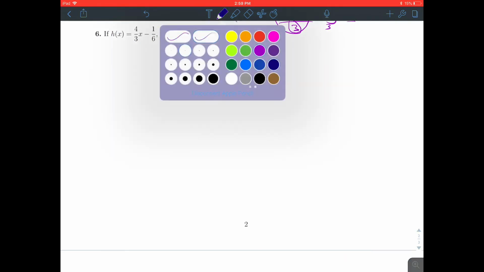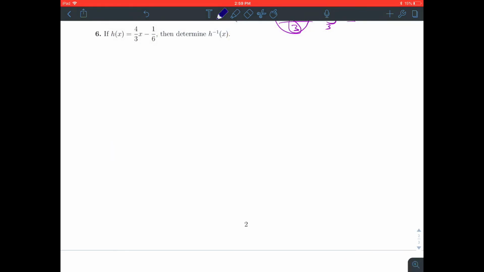Last problem. So if h of x equals 4 over 3x minus 1 over 6, determine h inverse of x. The exact same problems that we've been doing, but the algebra looks like it's going to be a little harder this time. So let's see if we can figure it out. So we replace h of x with y. We now change to our inverse function by switching x and y.